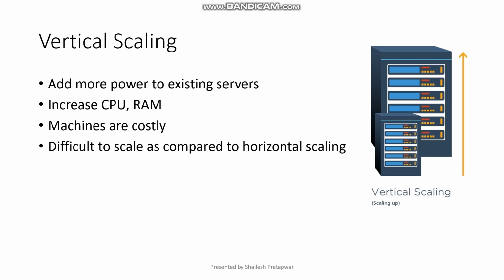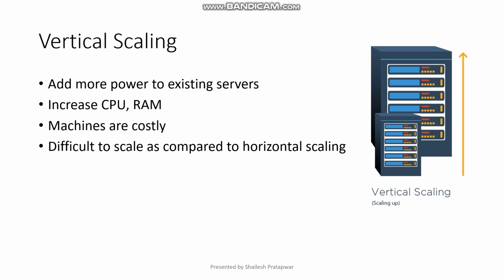The problem is these machines are very costly. A machine of 10 gigabytes is cheaper than a machine of 50 gigabytes. This 50 gigabyte machine is definitely costlier, it is a very high cost. You cannot imagine. So that's why, as I said in the previous slide, you can buy 5 machines of 10 gigabytes and that is going to be cheaper than one machine of 50 gigabytes. That's why vertical scaling is not a cost-effective way.